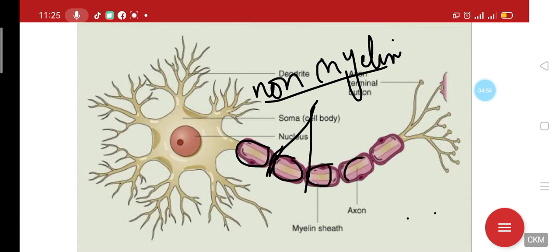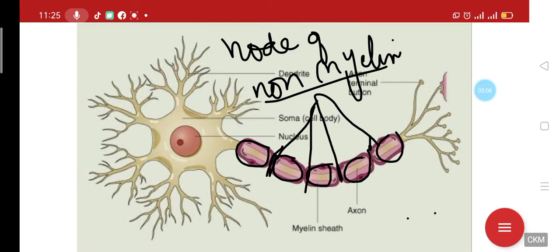There are some areas where there is no myelin sheath, and the non-myelinated part of the axon is known as the node of Ranvier.